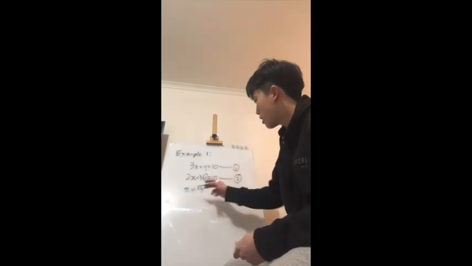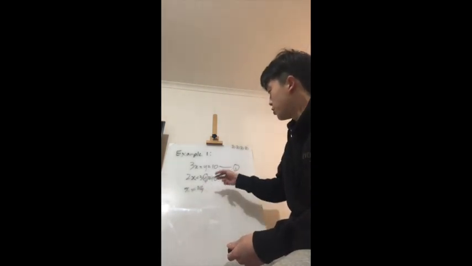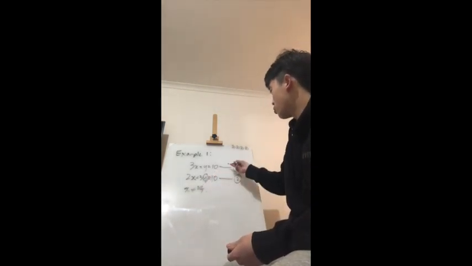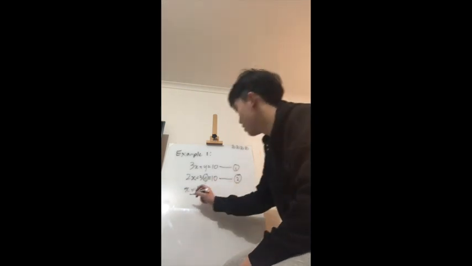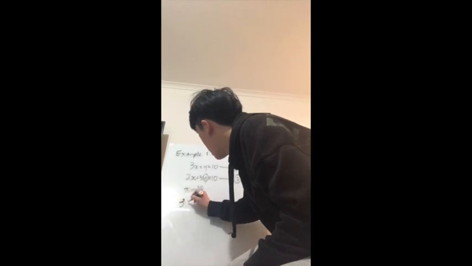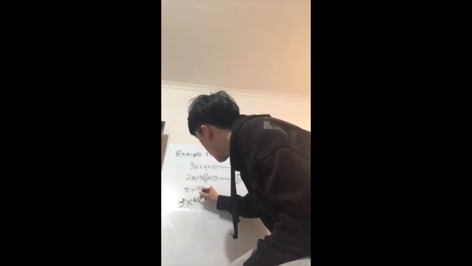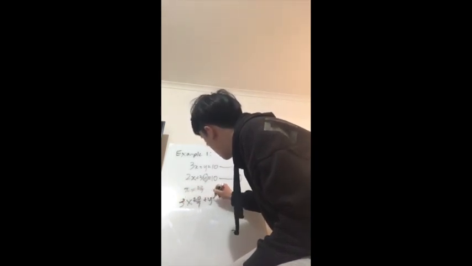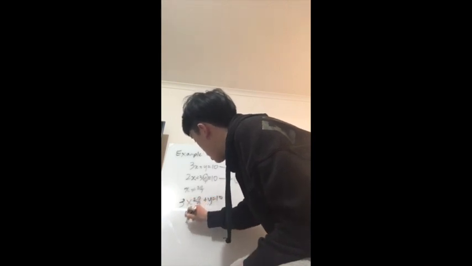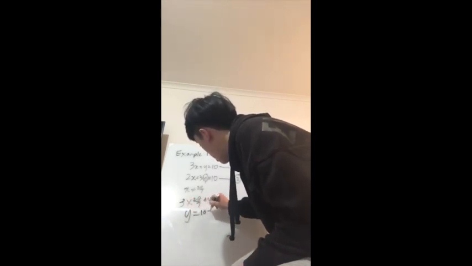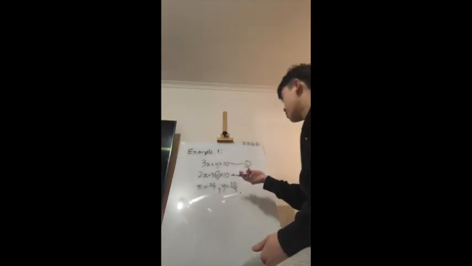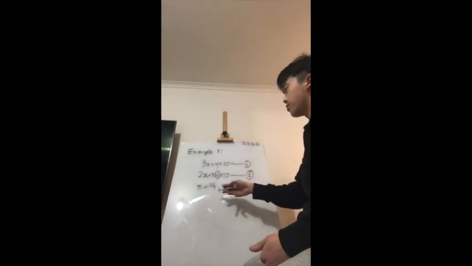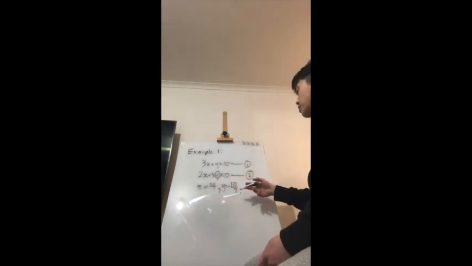Now that you have x equals 20 over 7, you can substitute this value into equation 1 or equation 2, but I'll just substitute it into equation 1 because I feel like it. So you get 3 times 20 over 7 plus y equals 10, which becomes y equals 10 minus 60 over 7 equals 10 over 7. Thus the solution to this is x equals 20 over 7 and y equals 10 over 7.